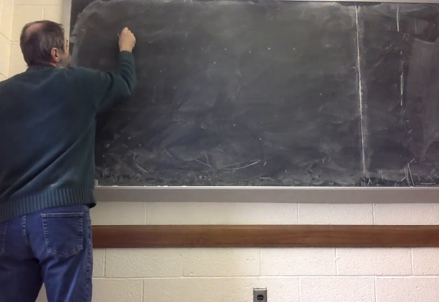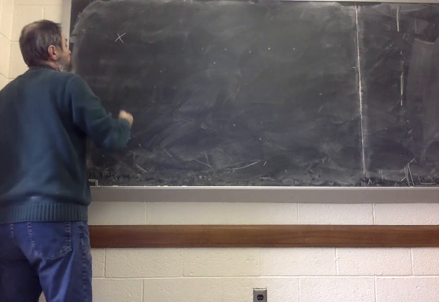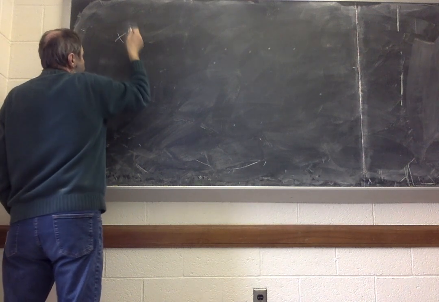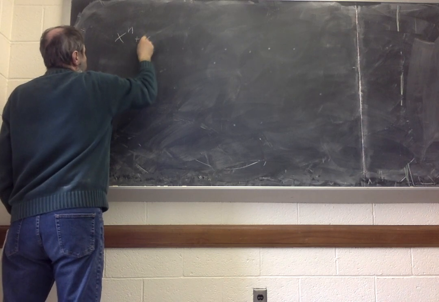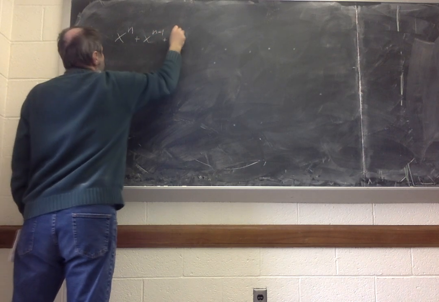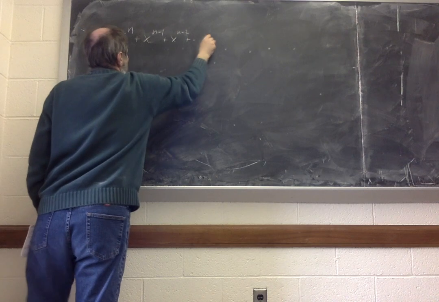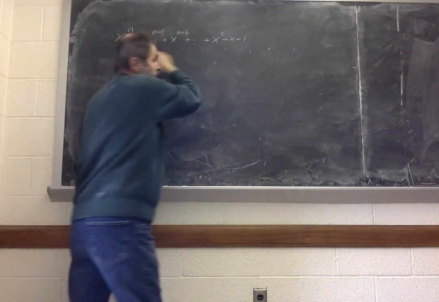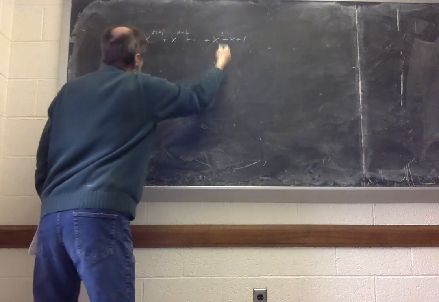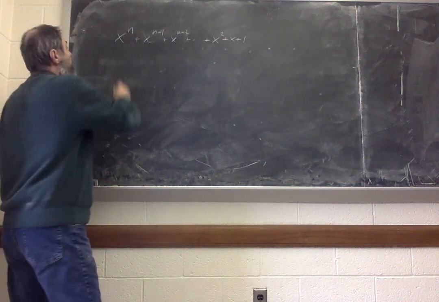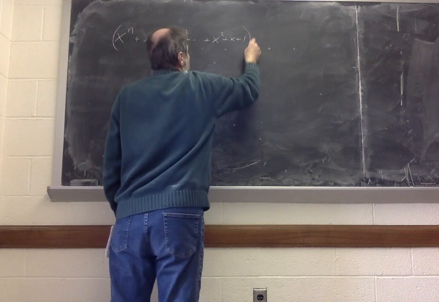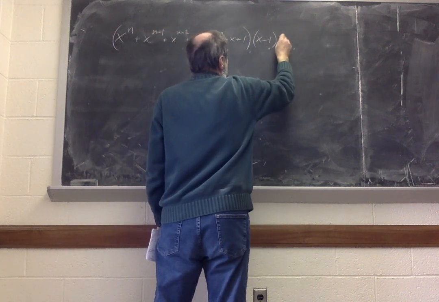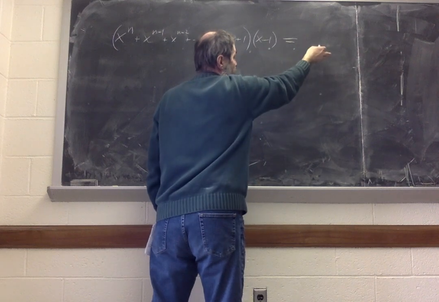If I take any number x, any power n, x to the n plus x to the n minus 1 plus x to the n minus 2 plus, I don't know how many, x squared plus x plus 1, so all the powers of x from x to the 0, which is 1, up to x to the n, and I multiply this number by x minus 1 equals, I'm going to write the answer right here.